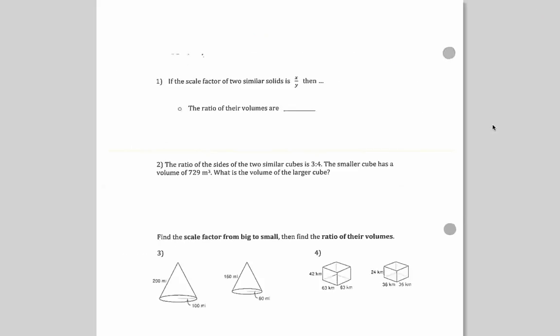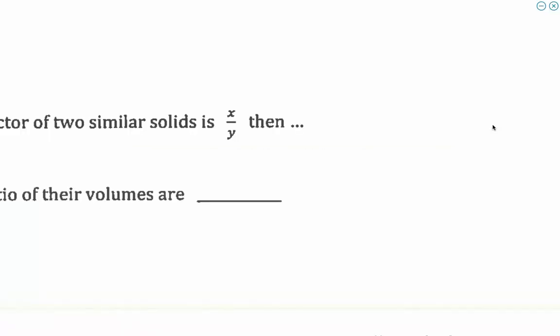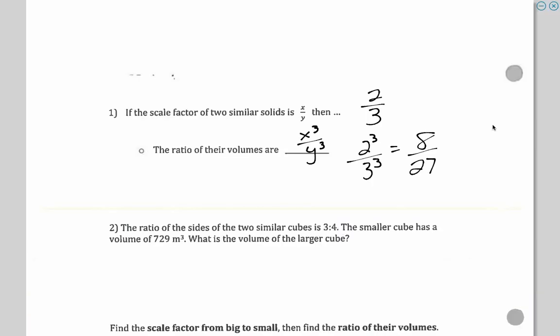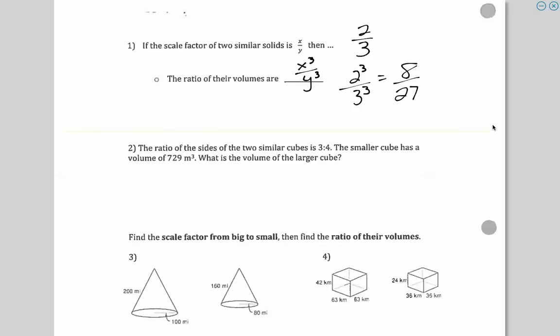All right, last page. If the scale factor of two similar solids is x over y, then the ratio of their volumes is x cubed over y cubed. That means if we had something like 2 over 3, then it would be 2 cubed over 3 cubed, which is 8 over 27. So we're going to use that idea to solve this problem.